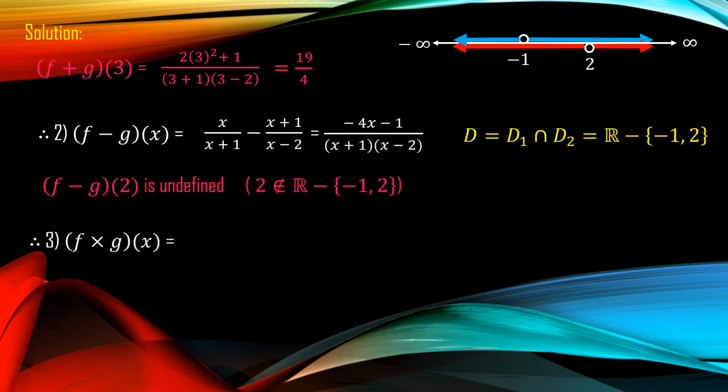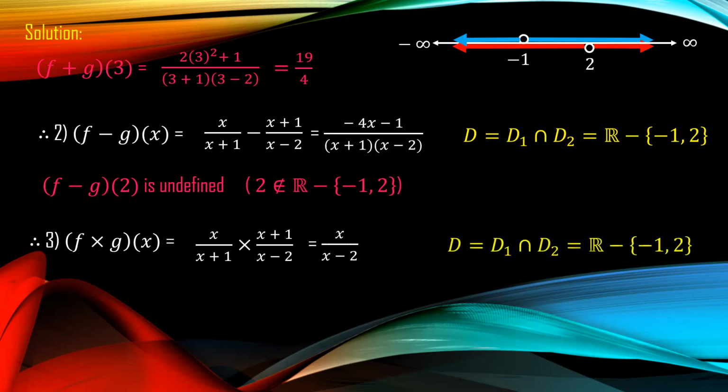f times g of x, its rule equals x over x plus 1 times x plus 1 over x minus 2. In the simplest form, it equals x over x minus 2, and its domain is the intersection of the two domains, that is R different set of negative 1 and 2. f times g of 3, its value is 3.